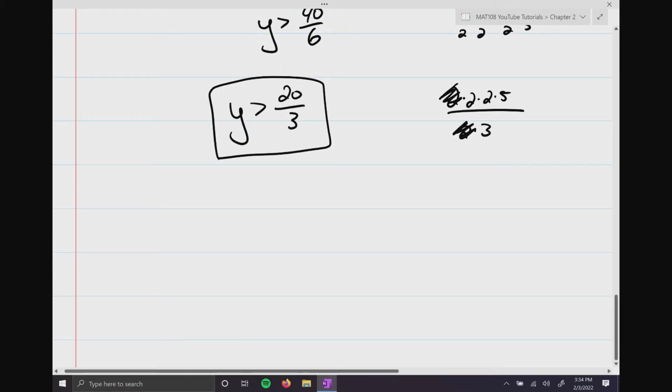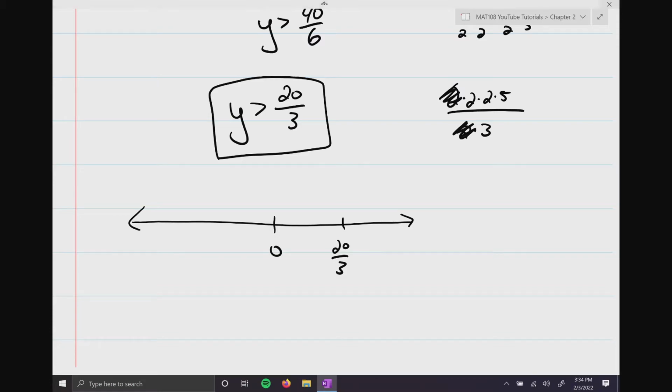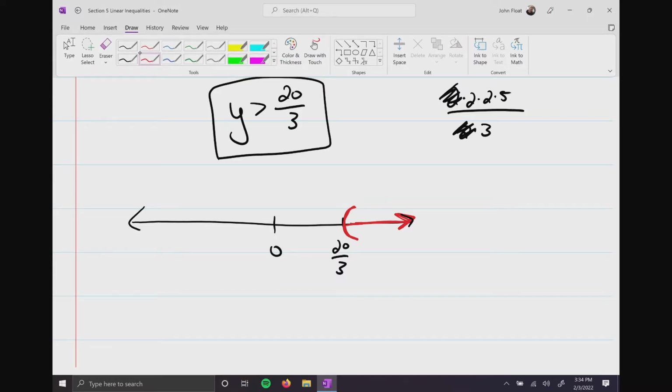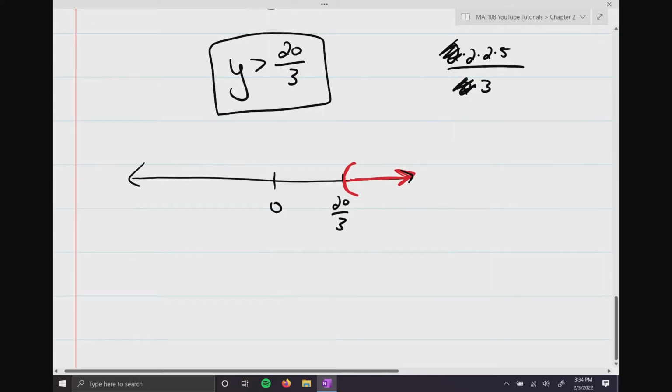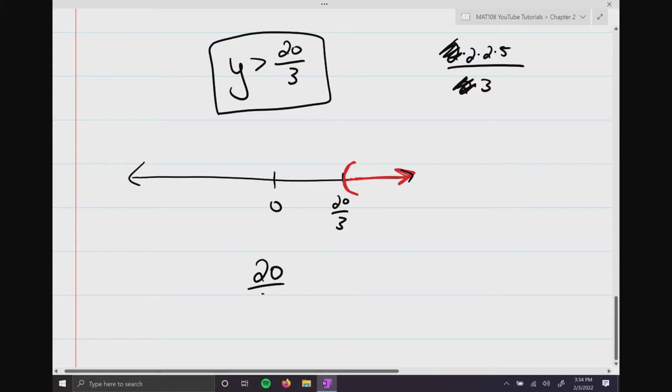Now we're going to go ahead and graph this. 20 over 3 is a positive number, so it's going to be to the right of 0. And we're going to be using a parenthesis this time. And we're going to shade to the right because we want values of y that are just greater than 20 over 3. And finally, our starting value for our interval is 20 over 3. Our ending value is going to be infinity. And since we use the parenthesis on the number line, we will use a parenthesis with our interval notation.